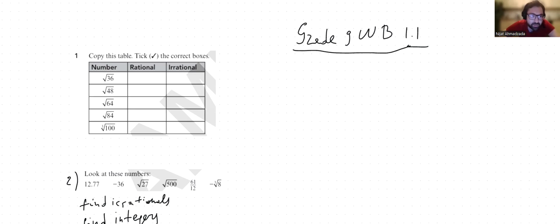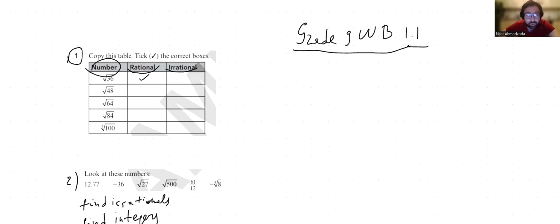Okay, so we start with the question numero uno. Question numero uno says copy this table. We already did it to our whiteboard, and then tick the correct boxes. So the table says look at the number and check if the number is rational or irrational. So square root of 36 is equal to 6. 6 is an integer, so it's a rational number.